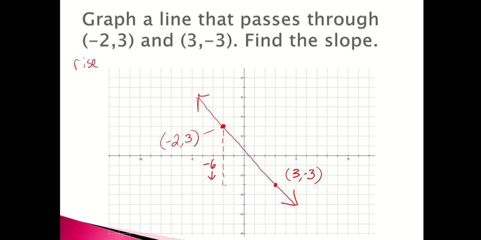And then we have to go to the right to get to 3, negative 3. How far to the right do we go? 1, 2, 3, 4, 5. So if we go to the right, is the right the positive direction or the negative direction? It's the positive direction. So right 5. So our rise is negative 6. That was our vertical change over the run, the horizontal change, positive 5. So the slope here is negative 6 over 5.